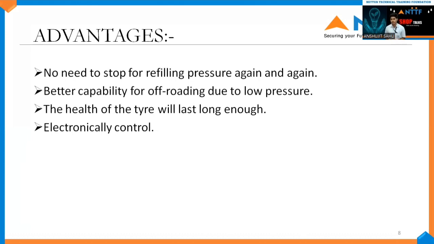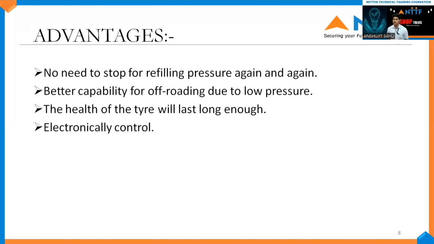There is better capability of off-roading due to low pressure. We have low pressure, which is very much required for off-roading, so we can deflate the tire at any time. The health of the tire will last long. The main purpose of a tire is to have the proper pressure. If you don't have the proper pressure and the proper type of pressure, for which we should use nitrogen, the tire tread will loosen and wear out rapidly. So we need proper tire pressure to keep the tire healthy.